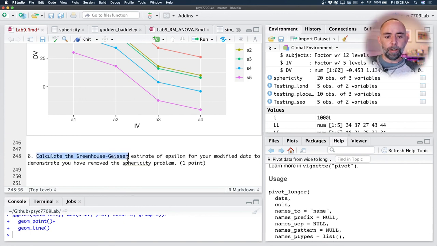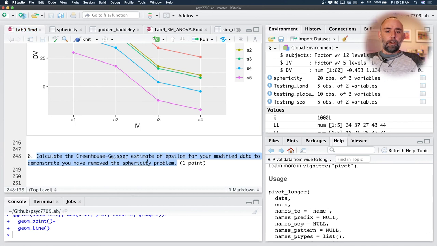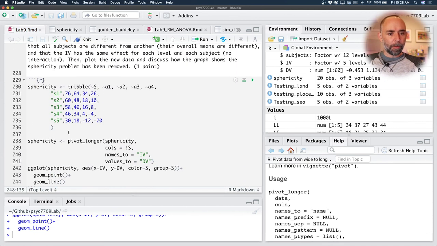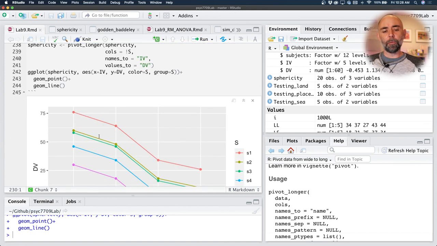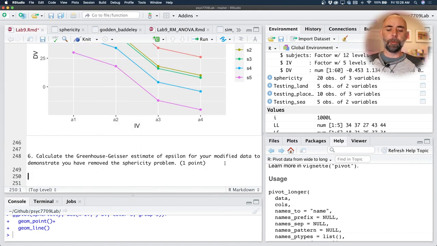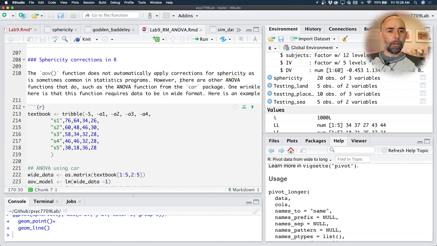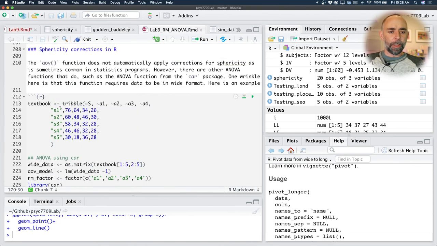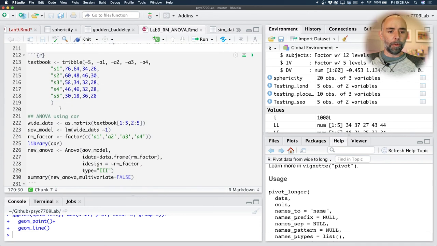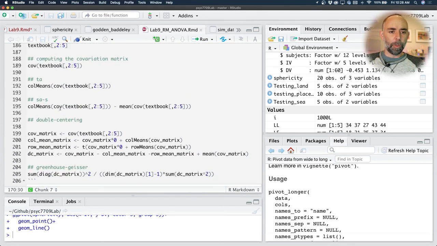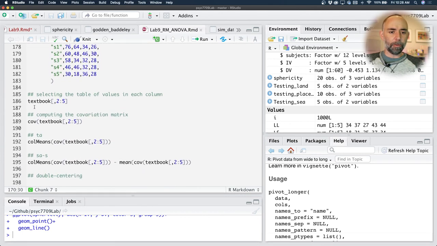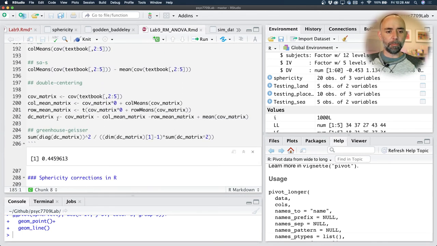Okay, calculate the Greenhouse-Geisser estimate of epsilon for your modified data to demonstrate you have removed the sphericity problem. Okay, let's do that. So here's the data with the sphericity problem removed. If you want to just head over to lab 9, there's this bunch of code here. More than one way to do it. We could grab this code that we used to calculate the estimate of epsilon.